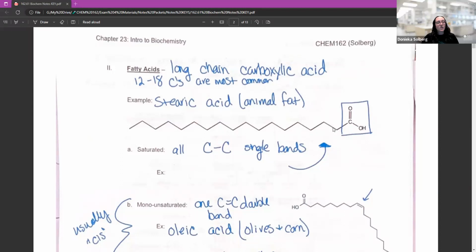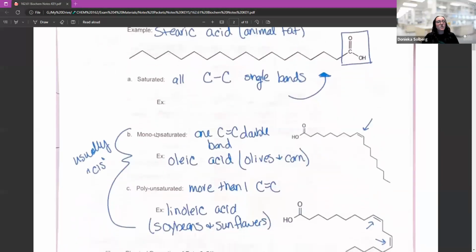So this is considered a saturated fatty acid because all of our carbon bonds are single bonds. So when you hear the terms saturated fatty acids and unsaturated fatty acids, it just means they're all single bonds, or if they are unsaturated, they might have some double bonds in there. There's monounsaturated, meaning one double bond, or polyunsaturated, which means more than one double bond. So if you have a double bond in that chain, it might look like this. This is oleic acid, which is in olives and corn. This is a monounsaturated fatty acid.